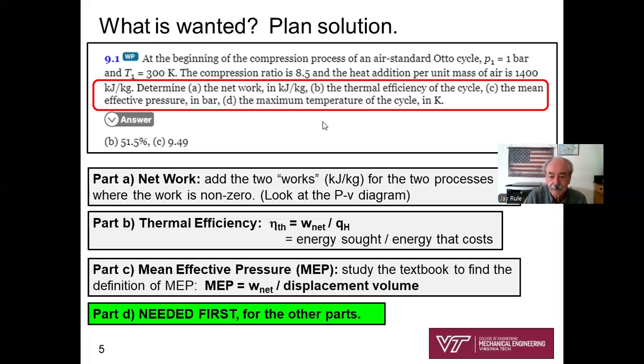And then part D, it turns out that you're going to need part D first in order to get the other questions, parts A, B, and C. And so that's sort of a key. That's sort of an interesting part of 9.1, the way the author has arranged what was wanted. A little studying, you're going to say, oh, I need part D first.